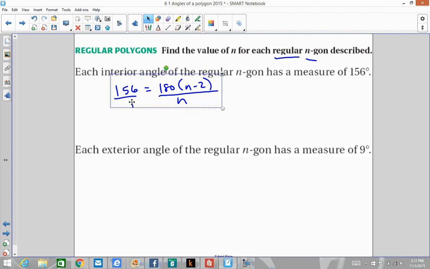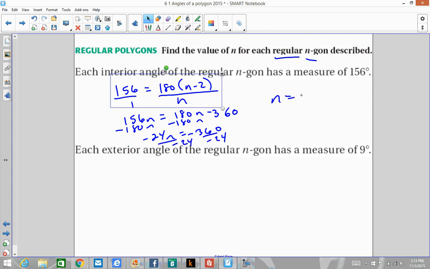And this is a proportion, so I can cross multiply. That means I've got 156n equals 180n minus 360. Now if I subtract 180n from each side, I get negative 24n equals negative 360. Divide by negative 24, and I get n is equal to 15. So this is a 15-sided polygon. Now, ask me tomorrow. I can tell you a faster way to do this whole problem that makes your life easier.